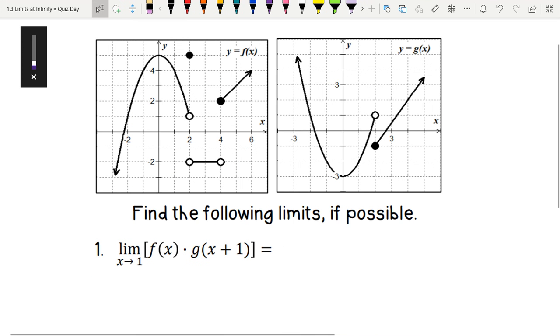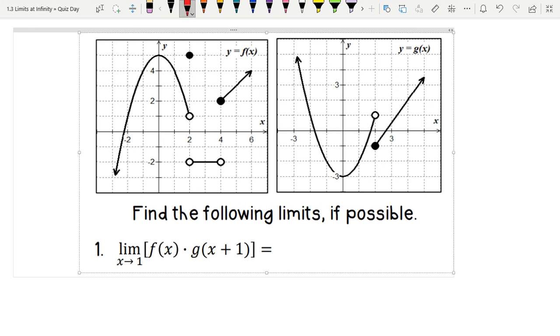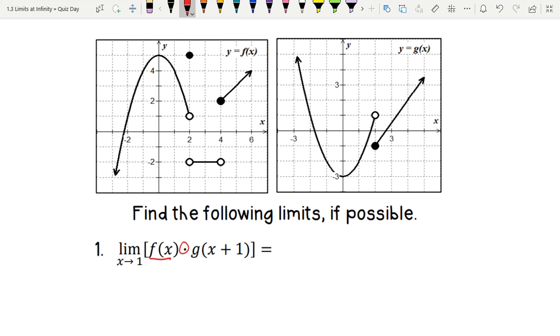Let's try it. So we set this thing up. We're finding the limit if possible. The limit as x approaches 1. We've got this thing times this thing, so we're going to find each of them. If I looked at f as I approach 1, what number would I get? 4. I'm getting closer and closer to 4. So that's 4 times g of x plus 1. So if I'm doing 1, it would be like 1 plus 1, so it's like 2. What is g at 2 going to get me? The limit as I approach 2.